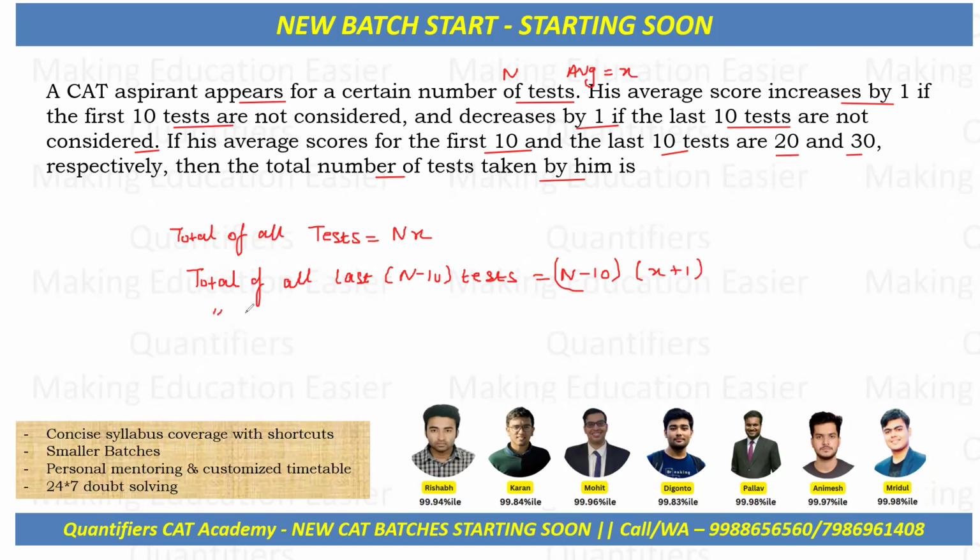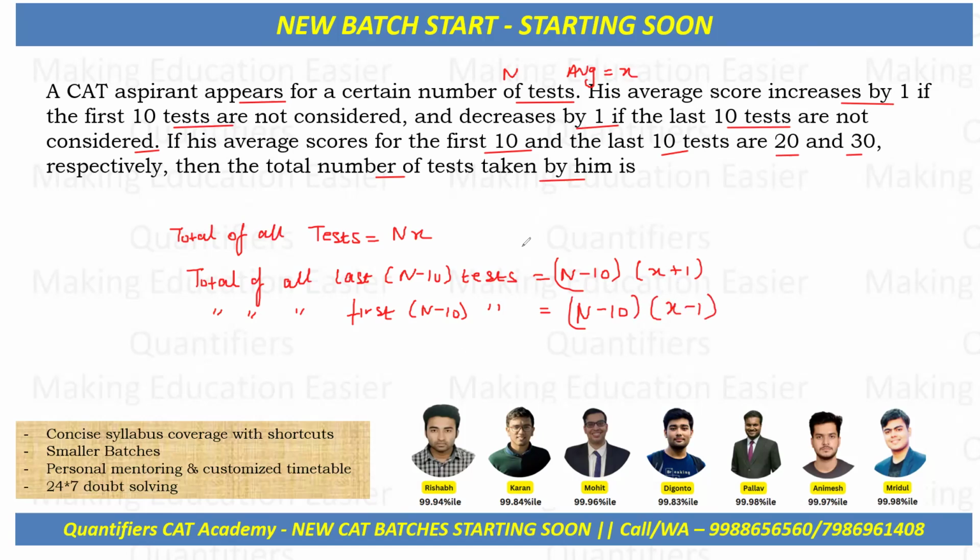Similarly, students, we can find the total of all the first n minus 10 tests. Because they are saying that if we leave out the last 10 tests, that means we are talking about the first n minus 10 tests. In that case, the average decreases by 1. So number of tests n minus 10, average decreases by 1, so it becomes x minus 1.